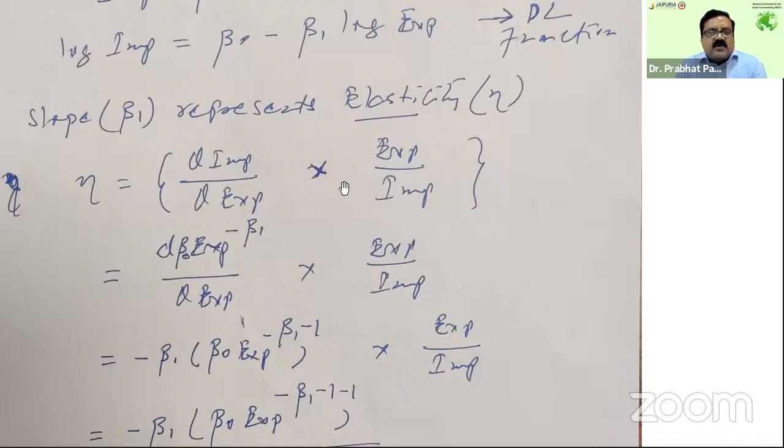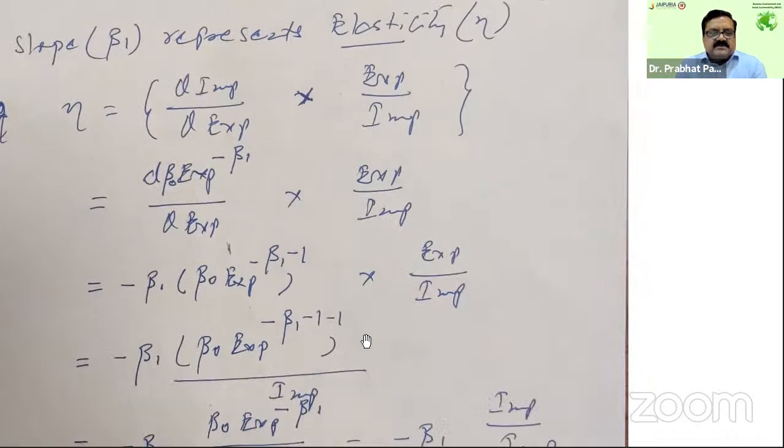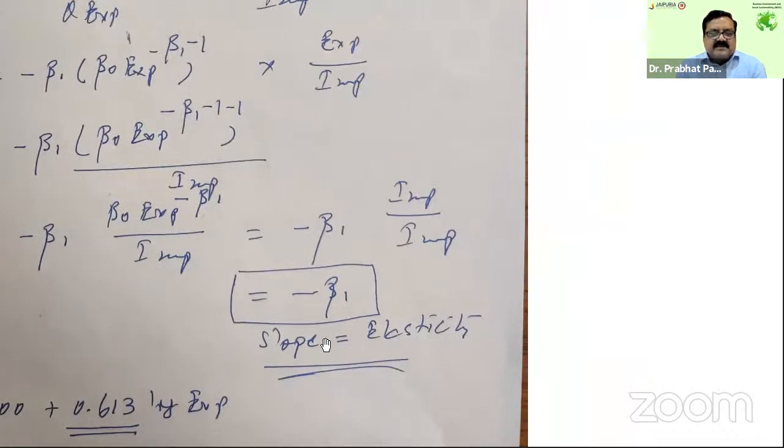But in double log, you don't have to do that, because the whole process, the calculations, tell us that the elasticity is the slope itself. And that's why it is also called constant elasticity curve. The non-linear curves are called constant elasticity curves. That means you move to any point on the curve, the elasticity remains the same. But in the linear curve, it is not so.